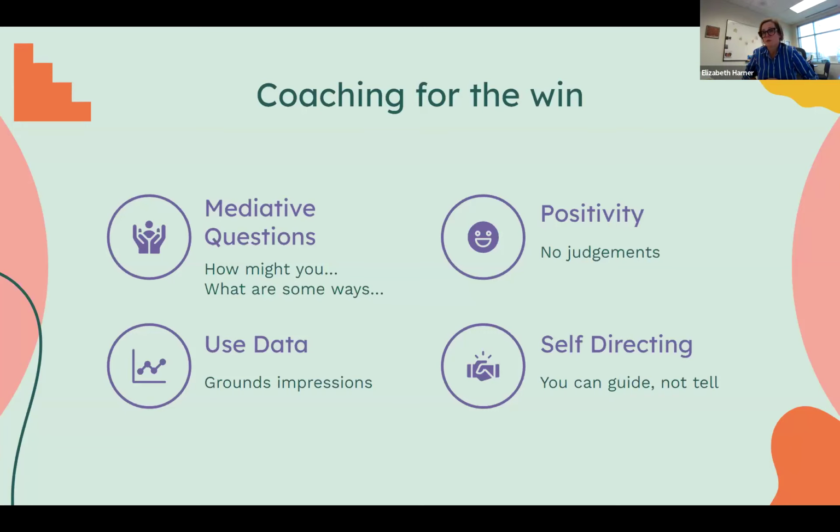Self-directing: part of coaching is guiding, not telling, making sure that you're there to help direct what the teacher's needs are. Teachers have different needs at different levels, and you need to make sure that you're guiding them based on what they need and what their students need, not what you think. Because again, as a leader, you're not always 100% aware of what will work best in one classroom versus another.